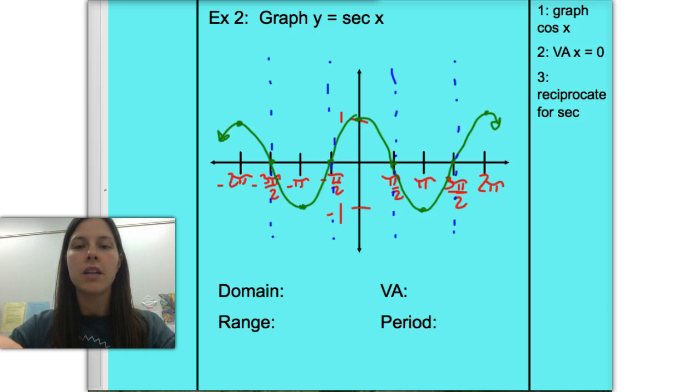Again, those easy ones are the max and mins. The reciprocal of 1 is 1. Reciprocal of -1 is -1. And then we'll find those values of 1/2 and flip those as well. So for the secant function, we've got approximately those points. We'll make our 2's.